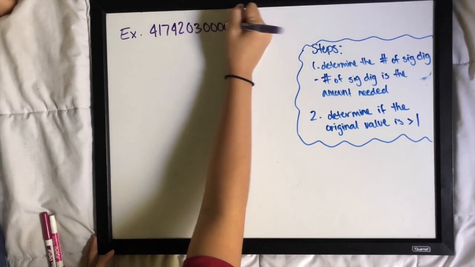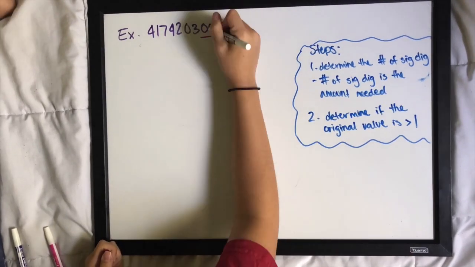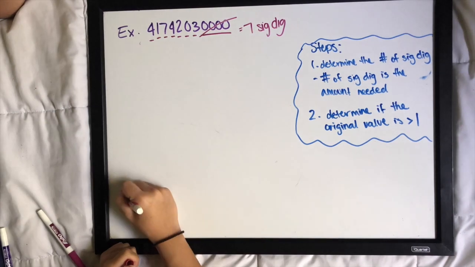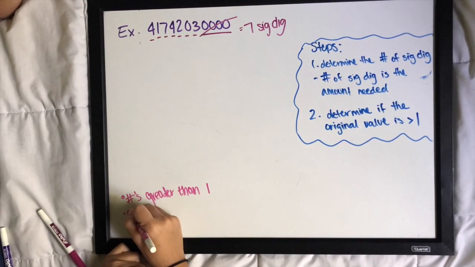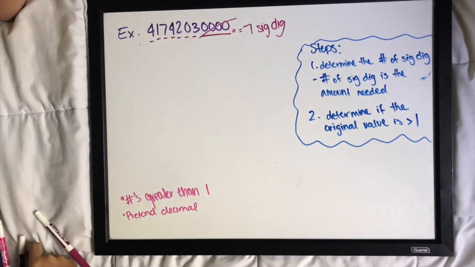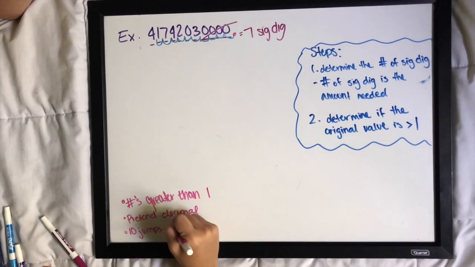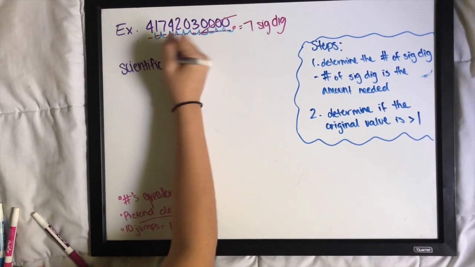Example number 1. So we're going to start off with a number that's obviously greater than 1. We cross out the zeros because they're trailing and not significant, which leaves us with 7 significant digits. Numbers greater than 1, we're going to add our pretend decimal, of course, and that means that we have to make 10 jumps.